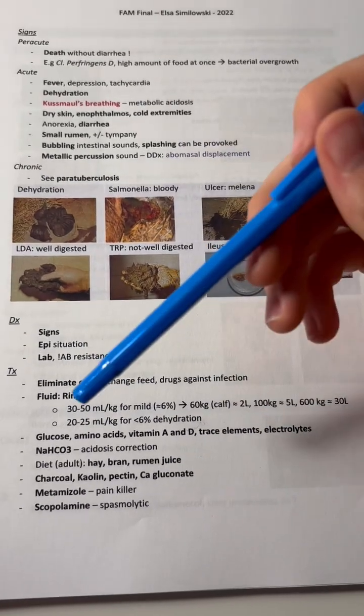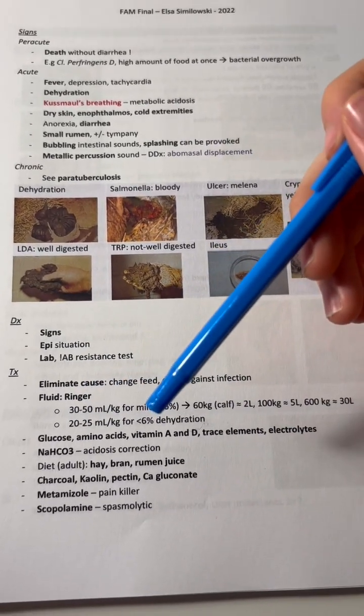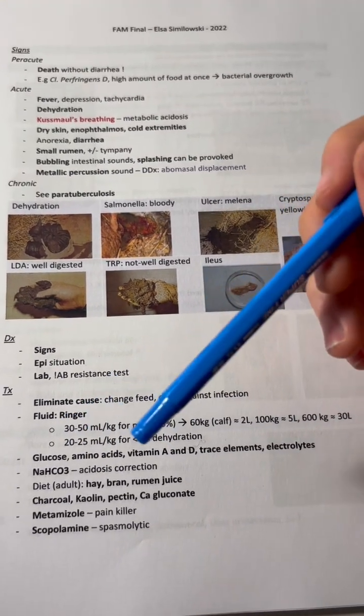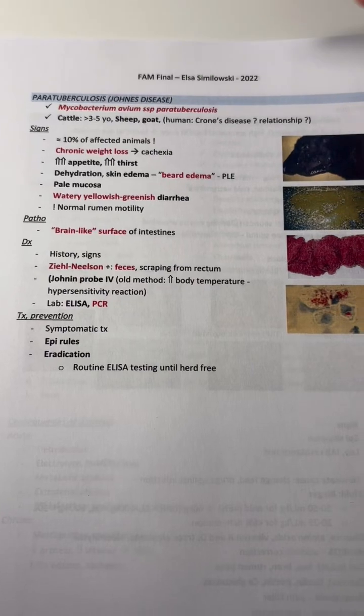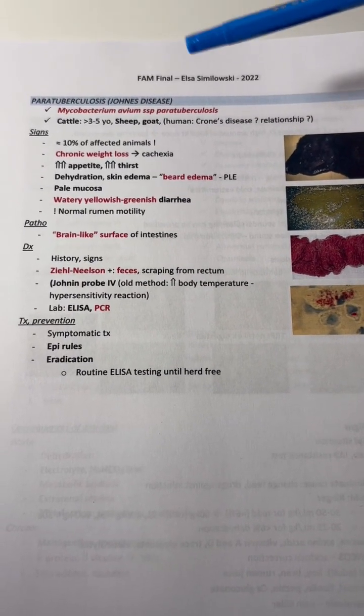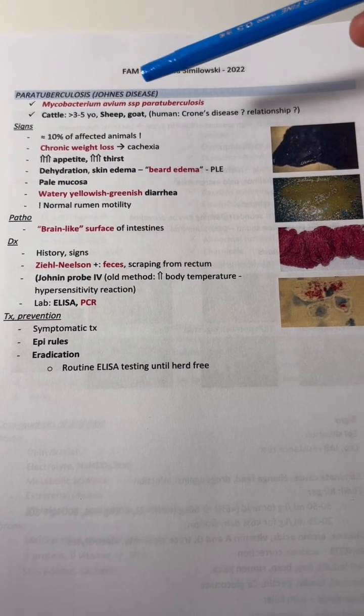You can also give sodium bicarbonate to correct the acidosis, and in the diet give hay, bran and rumen juice. You can also give charcoal and calcium gluconate to help. In the case of paratuberculosis, also known as Johne's disease, this is caused by Mycobacterium avium paratuberculosis.